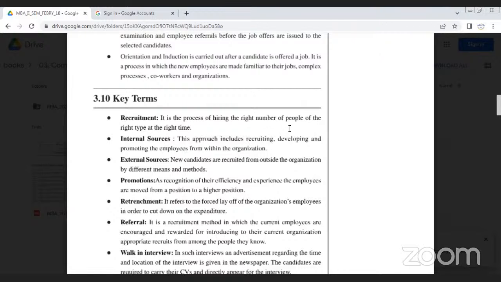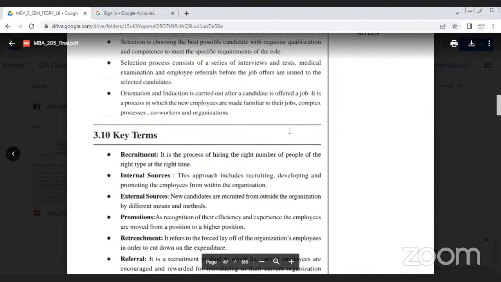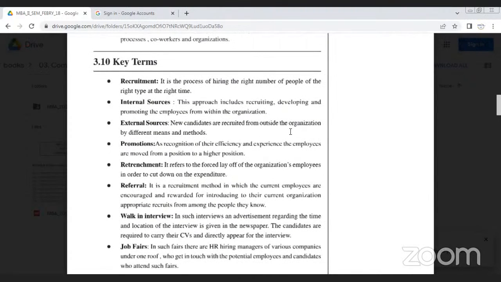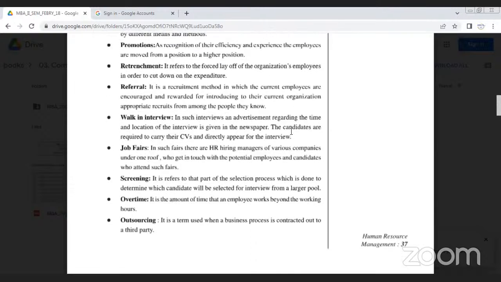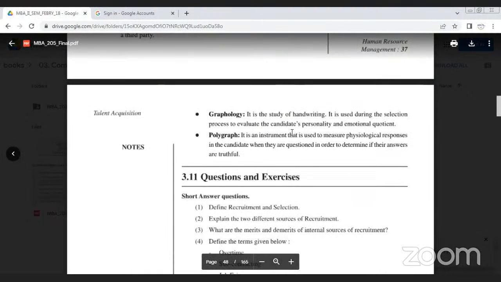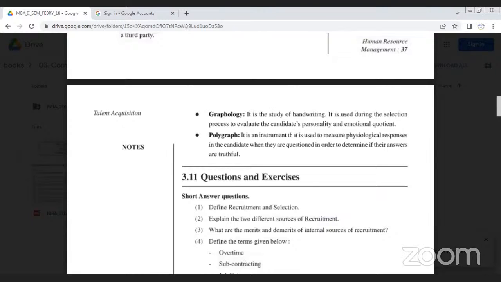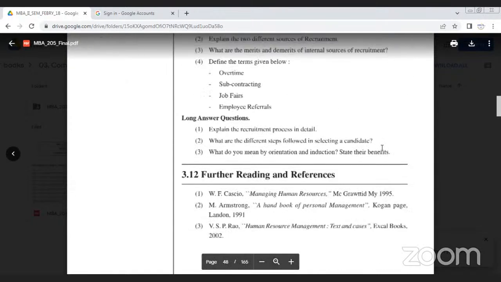Okay, in this unit, the main key terms are recruitment, internal source, external source, employee referral, interview, job fairs, screening, outsourcing. In this chapter, my questions are: definition of recruitment and selection. Explain the different sources of recruitment. What are the merits and demerits of internal sources of recruitment? Okay, this chapter is completed.